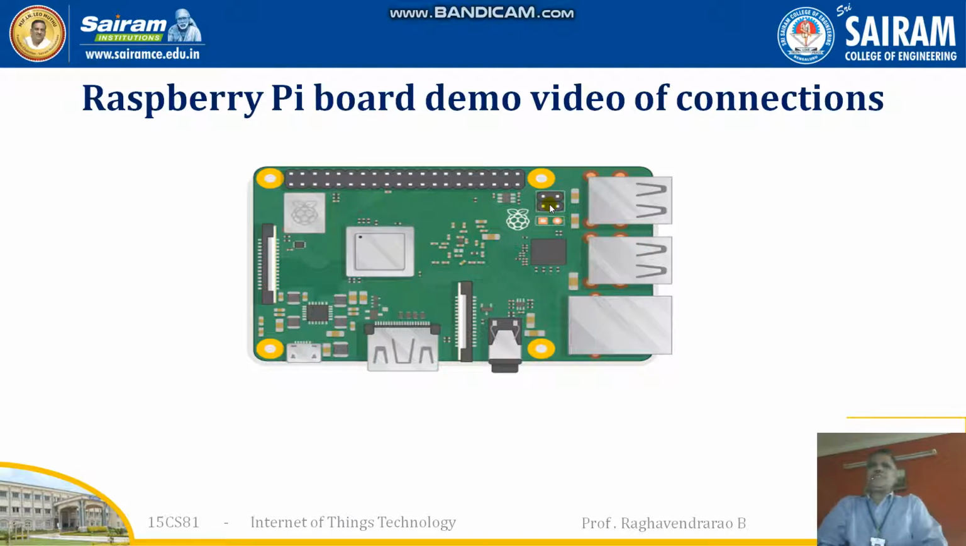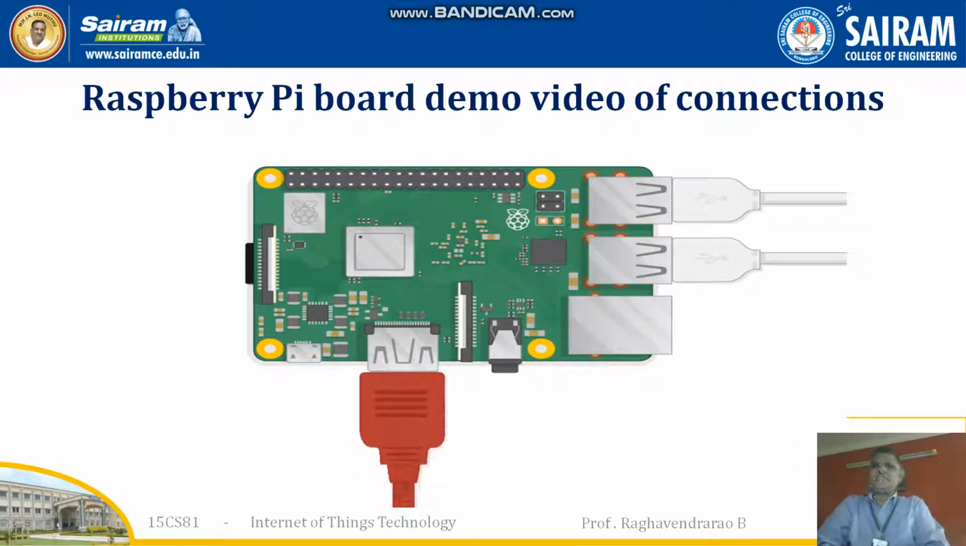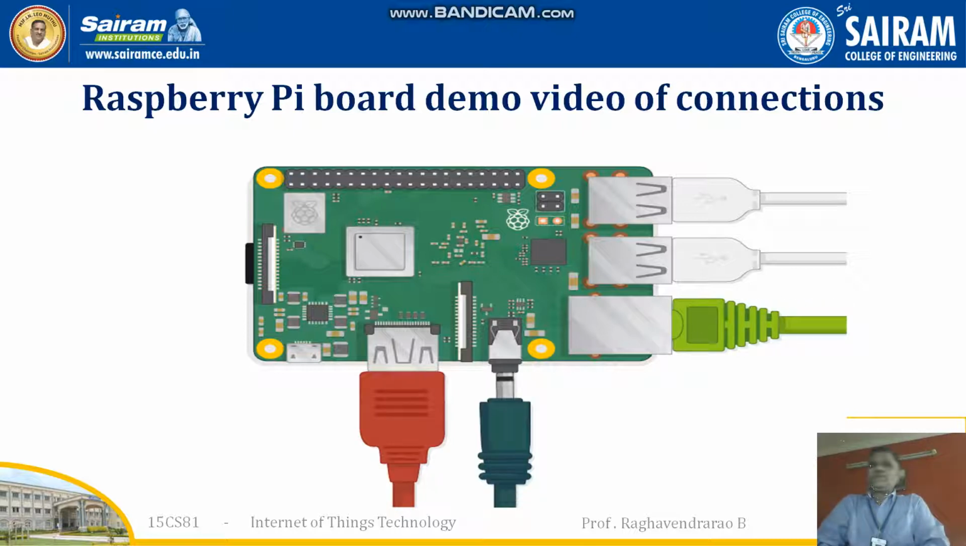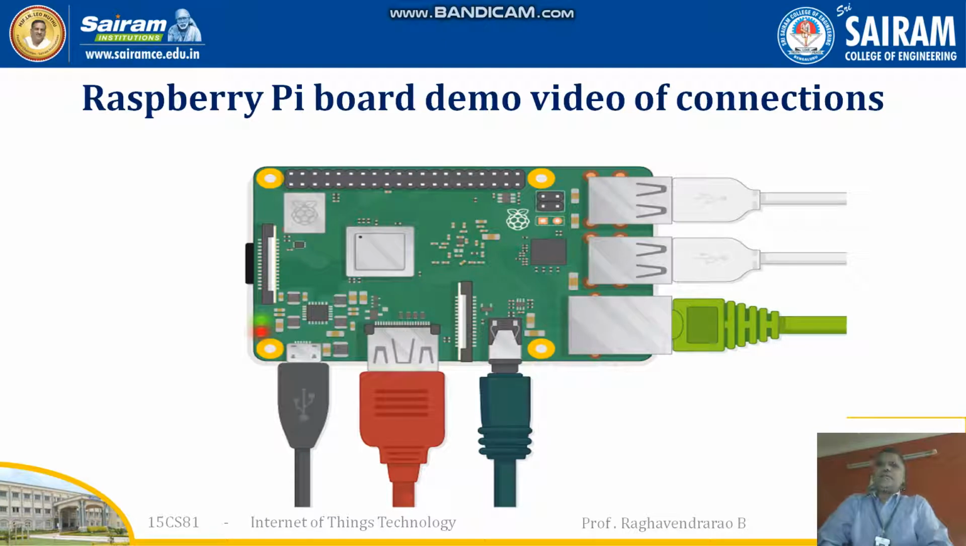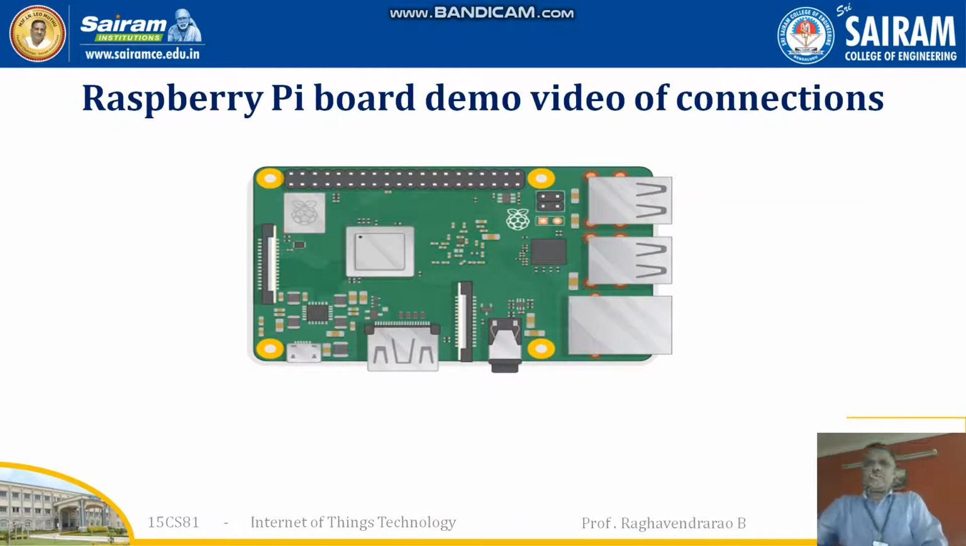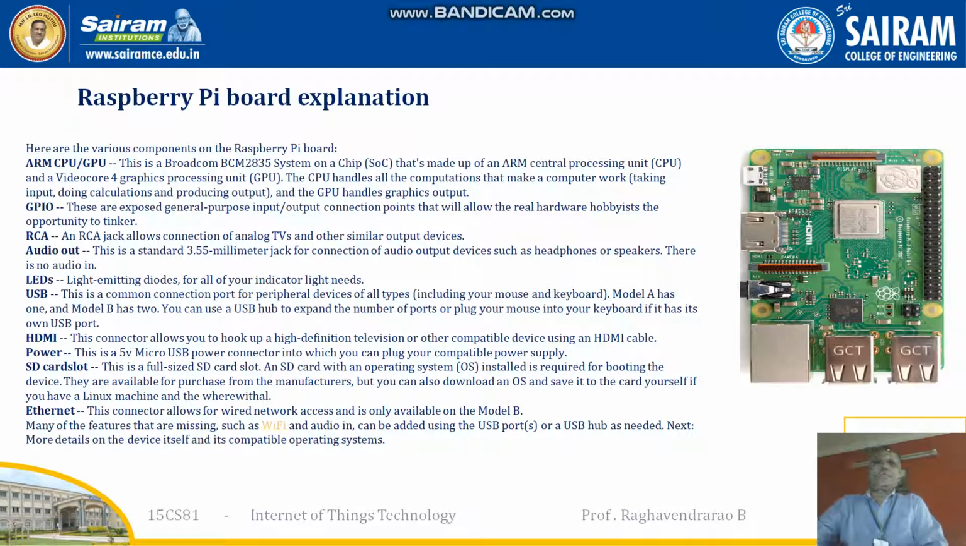Here you are going to see in this video how the connections are going to be made for the Raspberry Pi board. So you are going to see all these things. The HDMI cable is there, so many cables for audio and video. All the cables are going to get connected. Even there is a green LED that is going to come on, and all these things are going to be done in the next session.